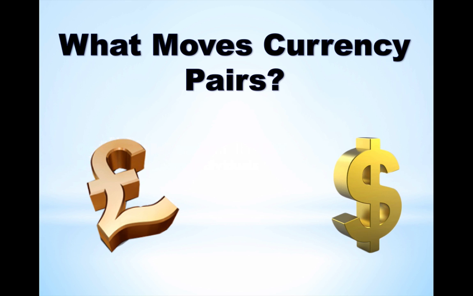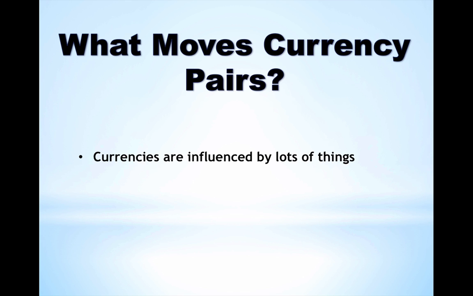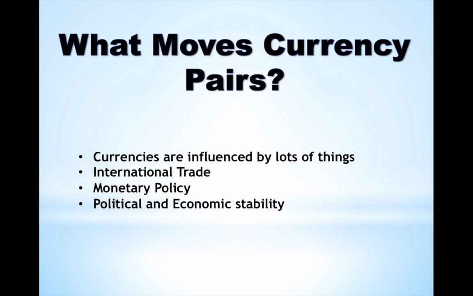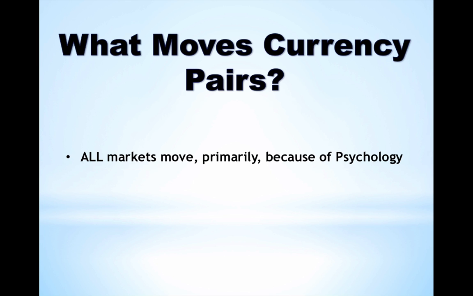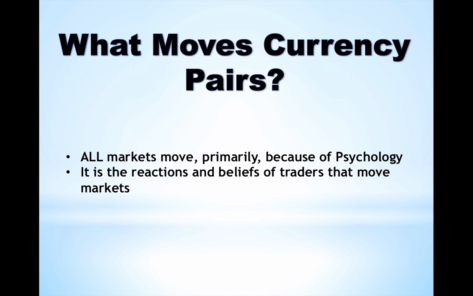And what actually moves the currency pairs of the Forex market? The truth is, currencies are influenced by lots of things. It can be anything from international trade, monetary policy, political and economic stability, news events, or a myriad of other factors. But what you must realize as a trader is that all markets, not merely Forex, move primarily because of human emotion and psychology. It is the beliefs of traders and the reactions to those beliefs that move the market.